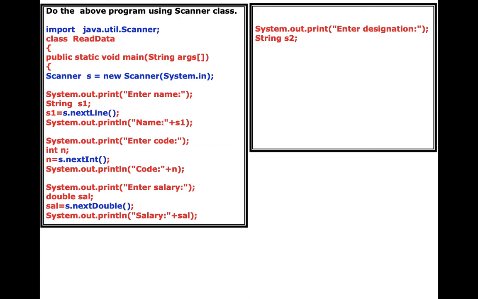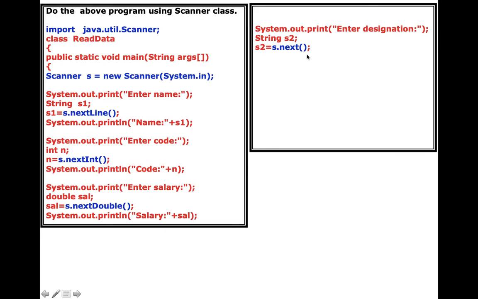Can you take a guess what the next statement will be? I want a statement which will take the string from the user and give it to s2. Well, that statement will be s2 = s.nextLine(). If you said that, you are correct. But I am going to write s2 = s.next(). Now, you may ask what is the difference between nextLine and next.